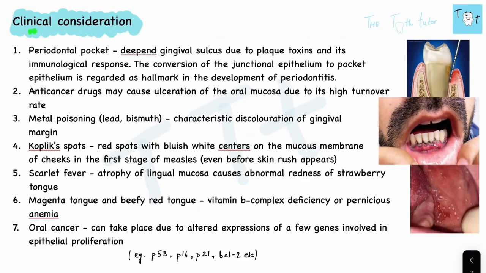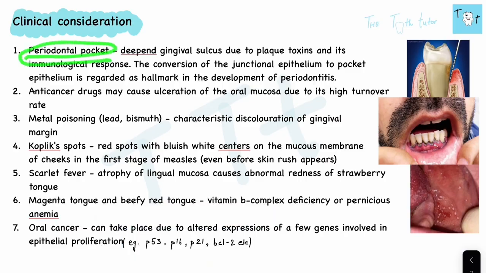Now moving to the clinical considerations. What diseases or factors can you see in the oral mucosa? Starting with the periodontal pocket, it is a very obvious one. The periodontal pocket develops when there is deepening of the gingival sulcus, and it happens due to plaque and the toxins they release. If the pocket gets too deep and the junctional epithelium gets detached, that is a sign of periodontitis. That is a hallmark of the development of periodontitis.